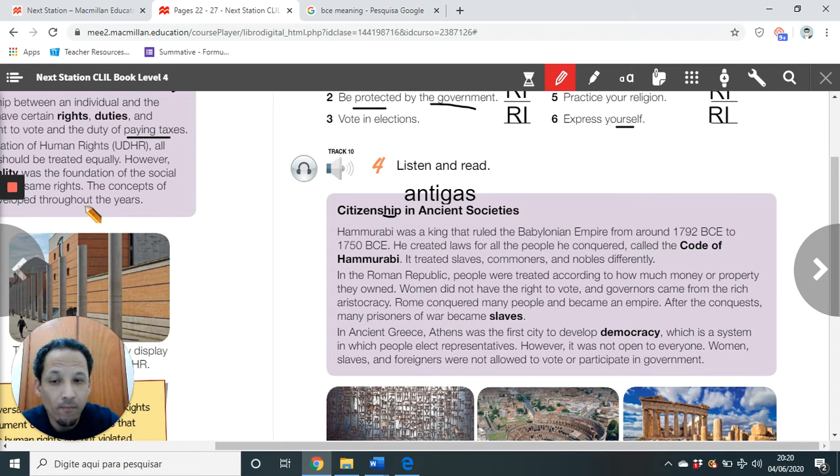In ancient Greece, Athens was the first city to develop democracy, which is a system in which people elect representatives. However, it was not open to everyone. Women, slaves, and foreigners were not allowed to vote or participate in government.